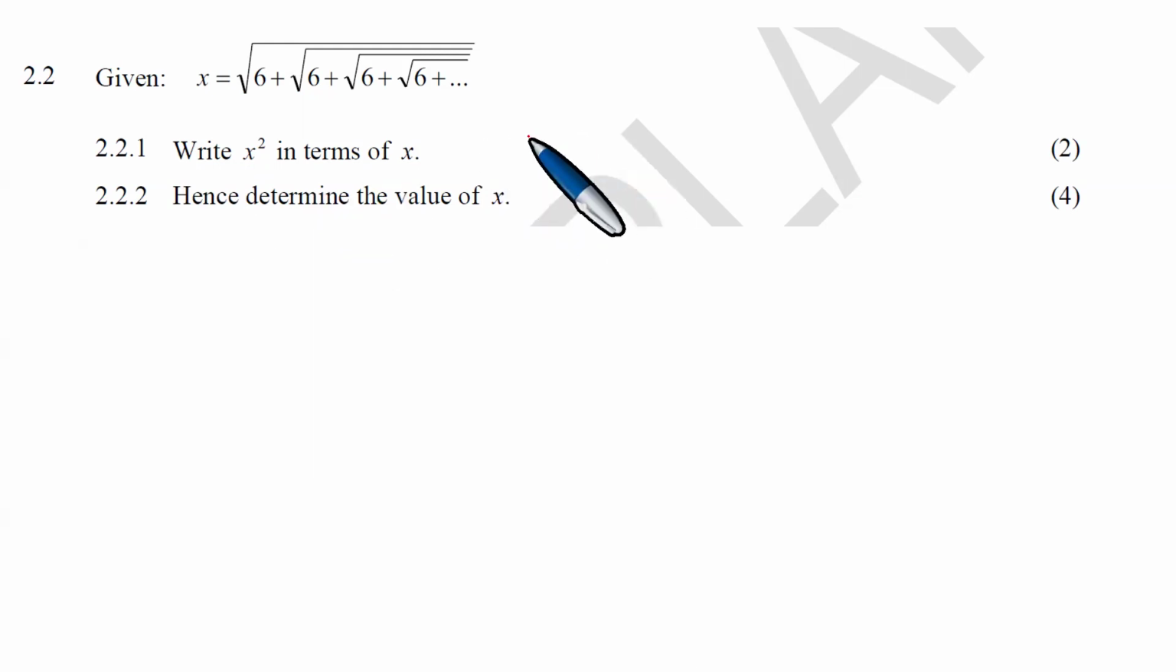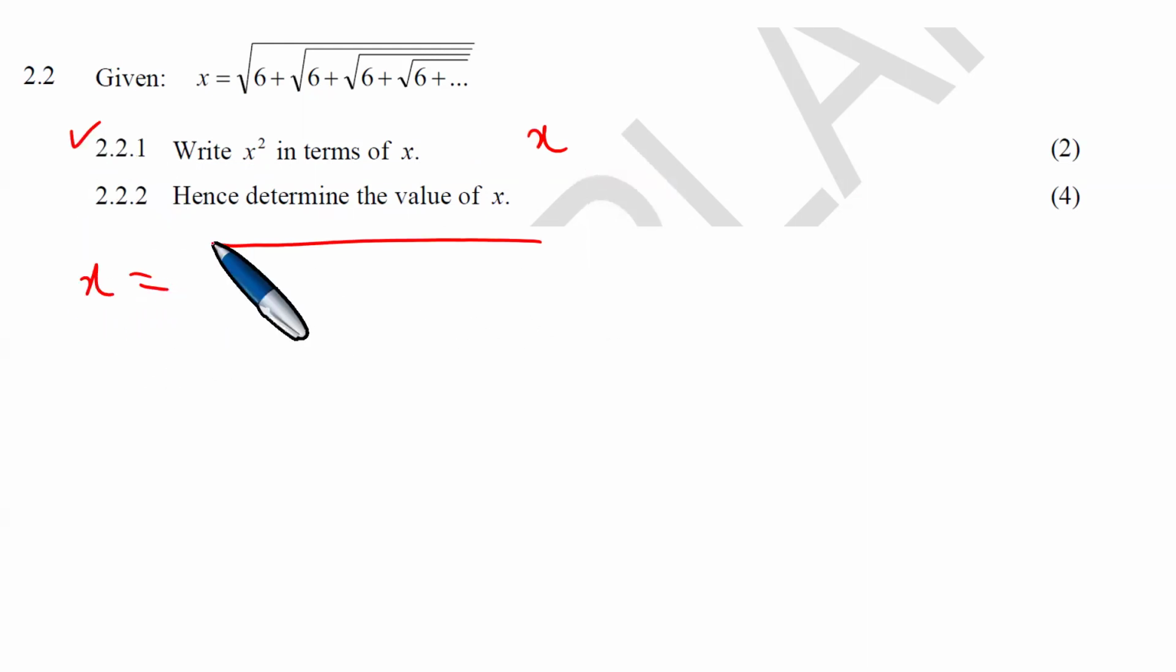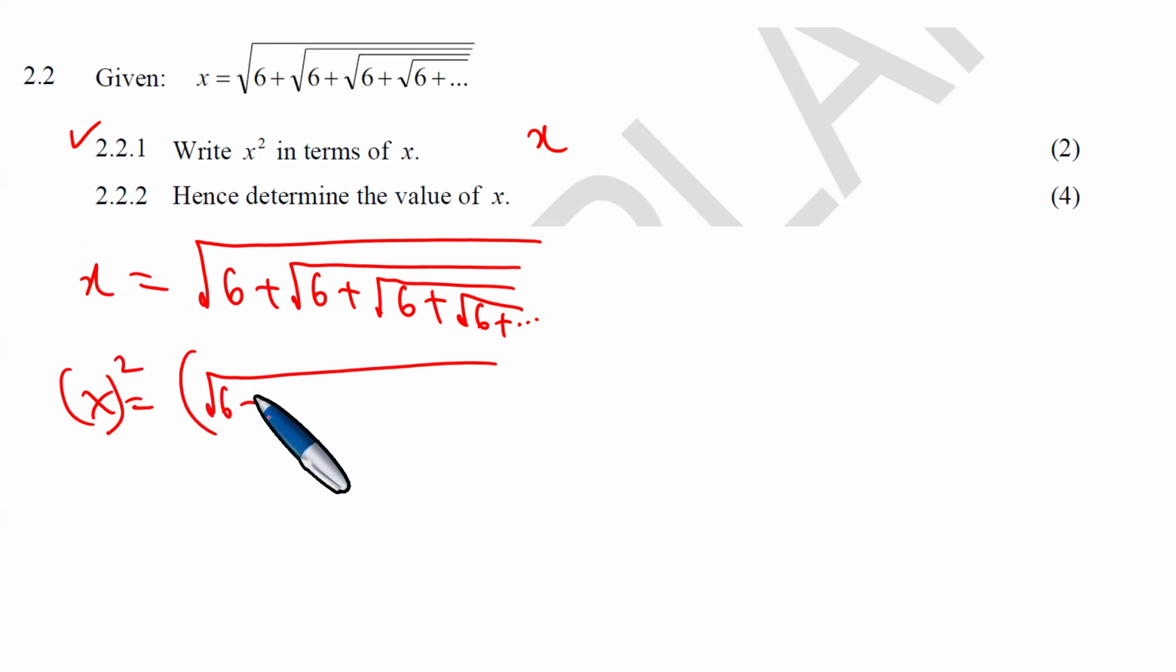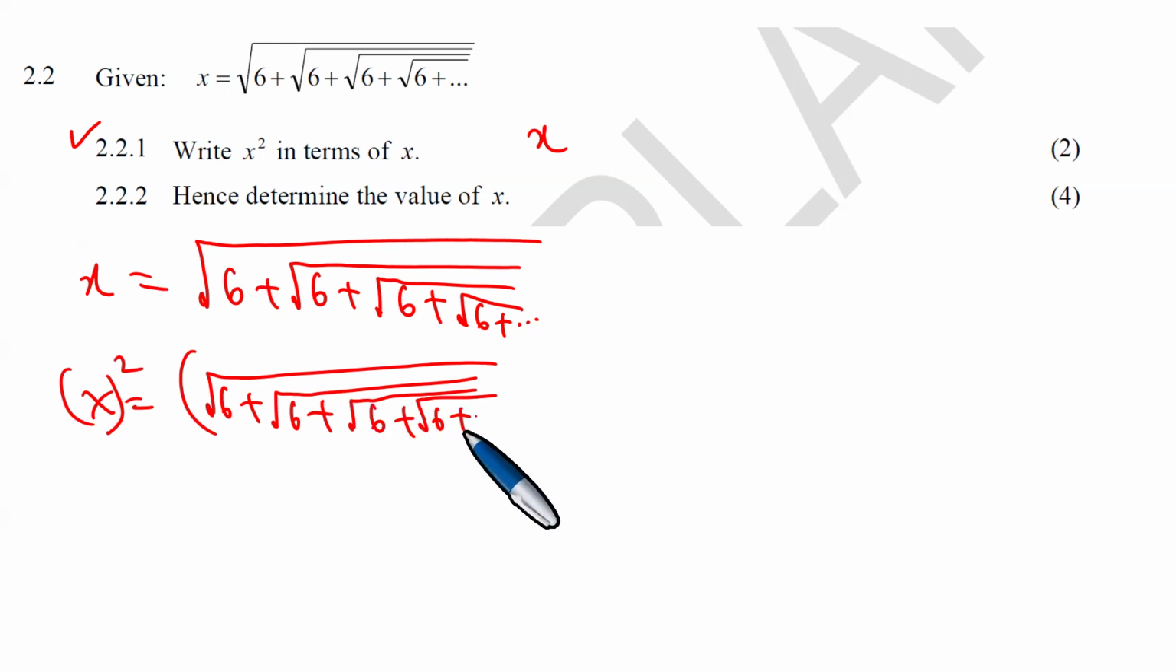Right, first things first, we're looking at 2.2.1, and we've been given x equals the big square root of 6 plus another square root of 6 plus another square root of 6 plus another square root of 6, and so on. So what we do, because of the square roots, is take this and square on the left, and also proceed to take the square root here, the square root here, and so on.